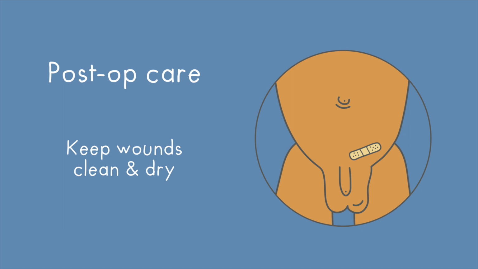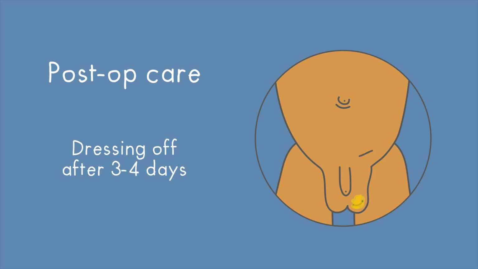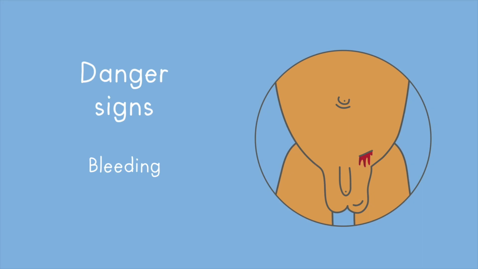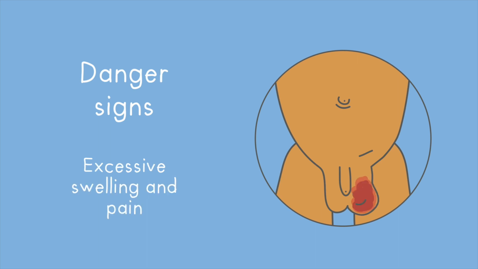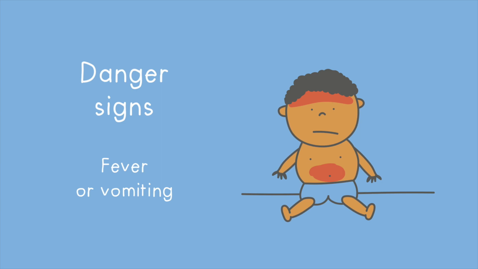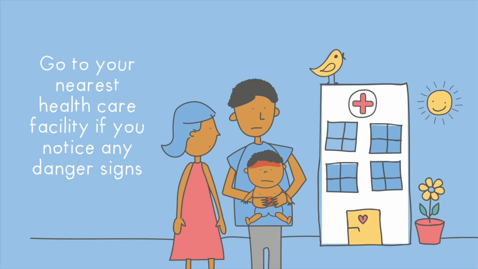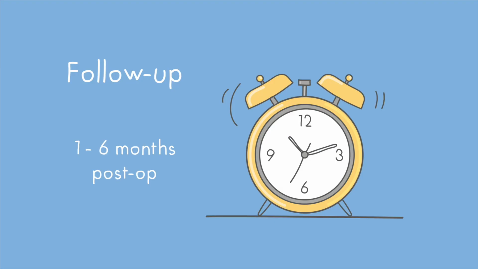When discussing orchidopexy with parents, remember to counsel them on routine postoperative care, including to keep wounds clean and dry, to apply a topical antibiotic ointment to the scrotal wound, and to remove all dressings after 3 to 4 days. If parents notice any danger signs including bleeding, discharge from the wound, excessive pain and swelling, or even fever or vomiting in the postoperative period, they should be advised to immediately return to the hospital for review.